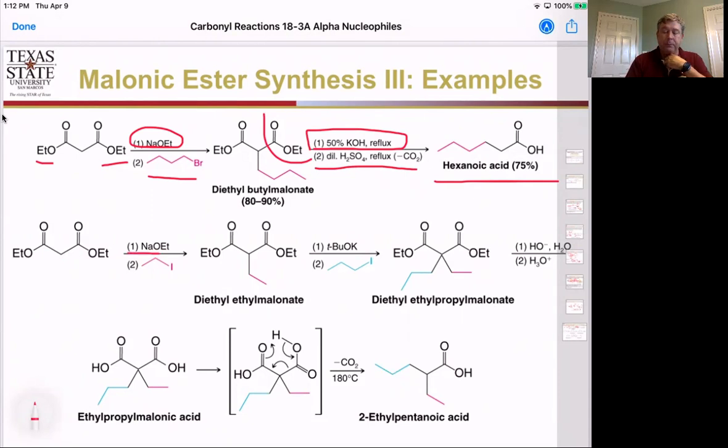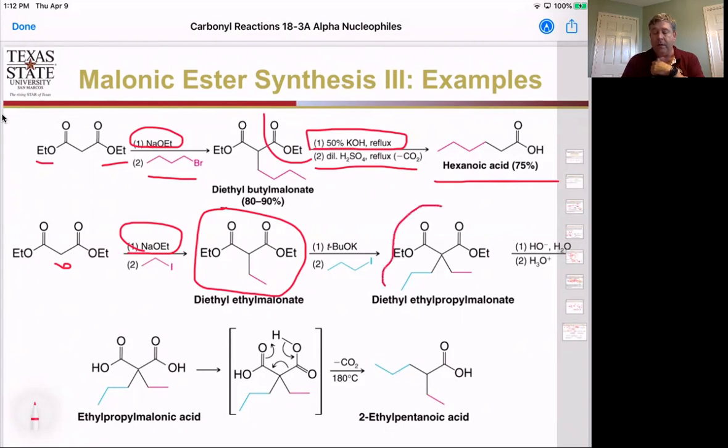Okay, so that's great for monosubstitution, but if we want to disubstitute it, the first step is exactly the same. We generate our alkoxide right here. We generate our nucleophile, and we get our first substitution on it. But before we go to the hydrolysis step, we actually have to use a stronger non-nucleophilic base to form the second anion.